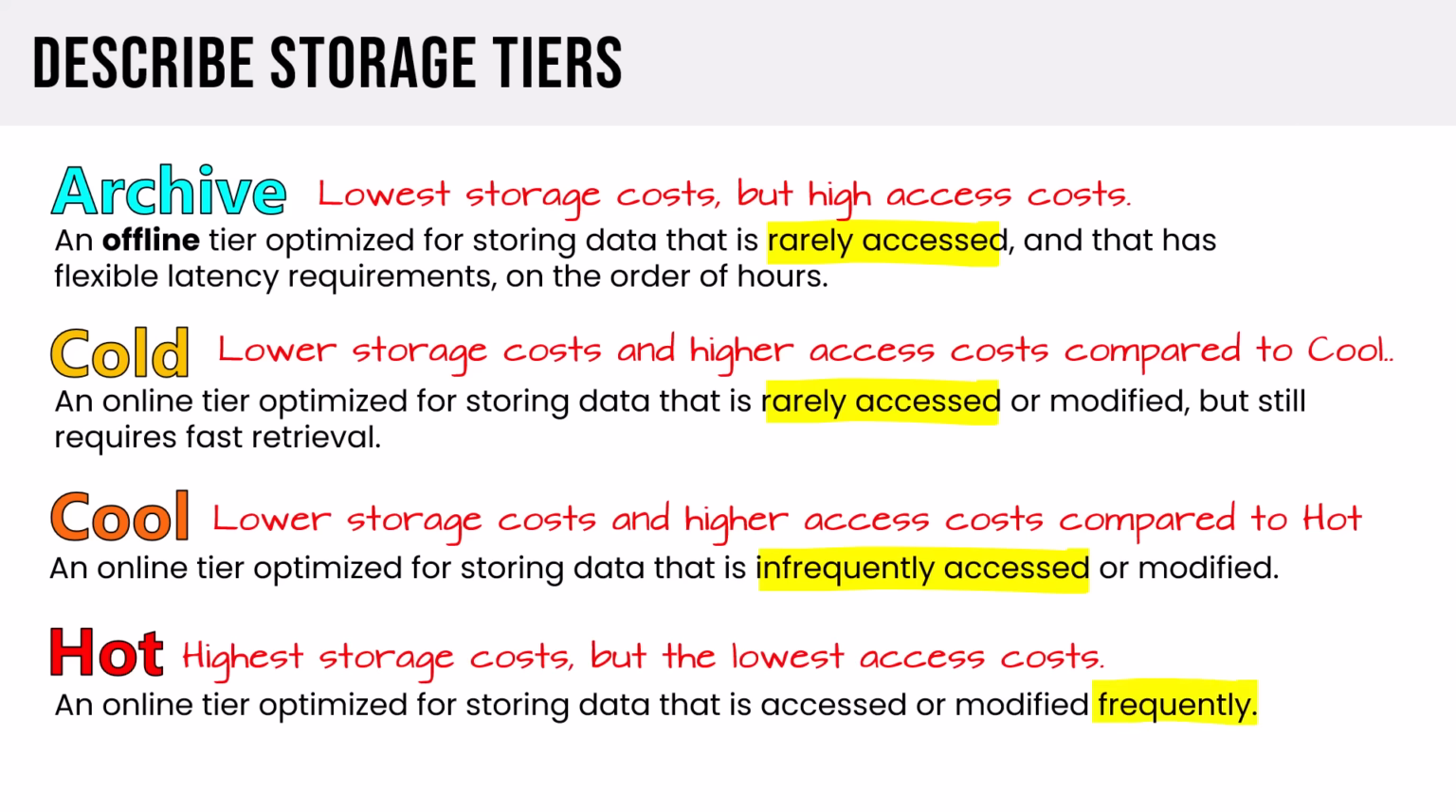And remember that key differentiator about archive. It's offline, and it's also a tier with flexible latency requirements if we're using it, so we're not pulling that data back fast. And looking in the middle tiers there especially, you might ask yourself, when would I use cool versus cold? They look pretty similar, right?